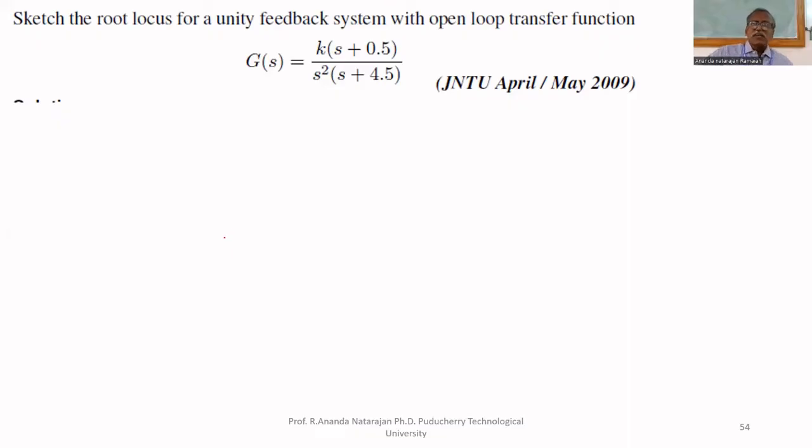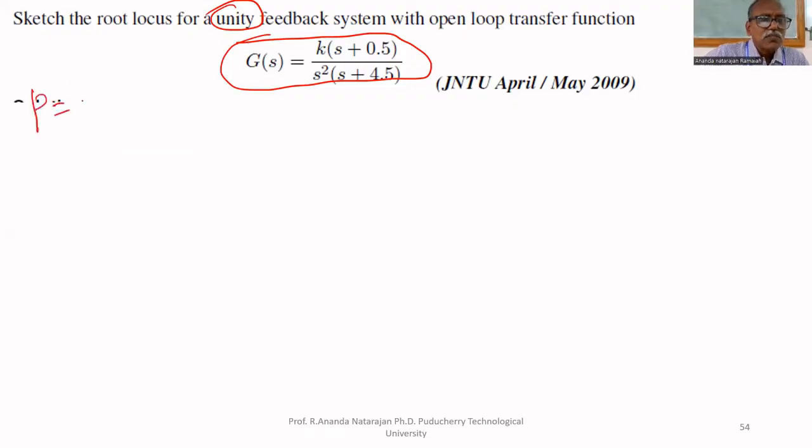Sketch the root locus for a unity feedback system with open loop transfer function G(s). Here it is mentioned that it is a unity feedback system, H(s) equal to 1. What are the poles? We have to draw the root locus. The poles are 0, 0, minus 4.5, and the zero Z equal to minus 0.5.